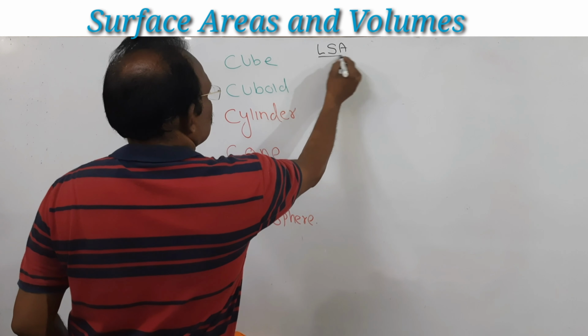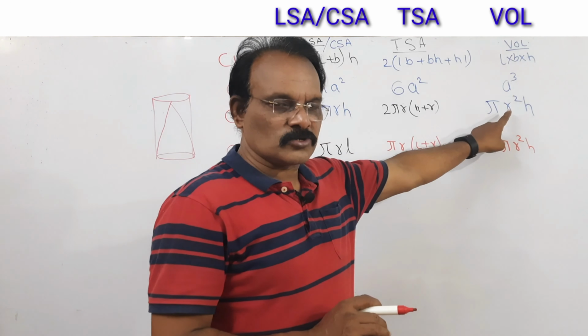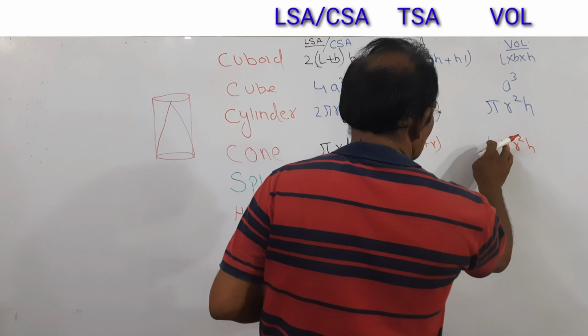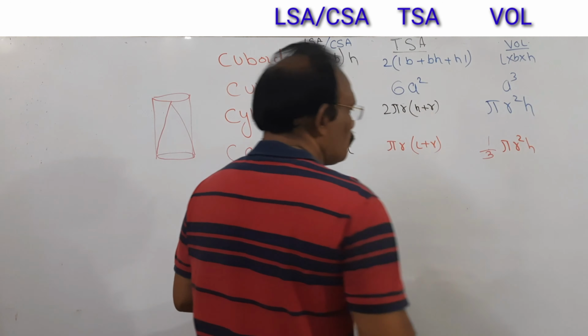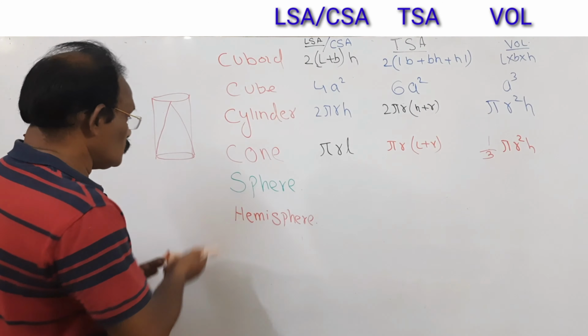This is a cylinder. If you cut this cylinder in this shape, the middle one is the cone. So the whole cylinder we have divided into three parts. This is part number 1, this is part number 2, this is part number 3. So each part will be 1/3 of the volume of the cylinder. So we will write 1/3 pi r square h is the volume of a cone. You just remember this.